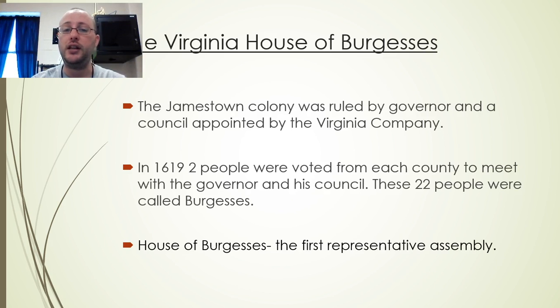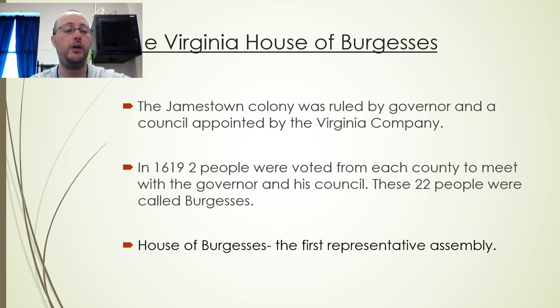And in 1619, 2 people were voted from each county to meet with the governor and his council. These 22 people were called burgesses. These are what we would call representatives today. So what happens is the Jamestown colony sets up a government. They have a governor and a council.